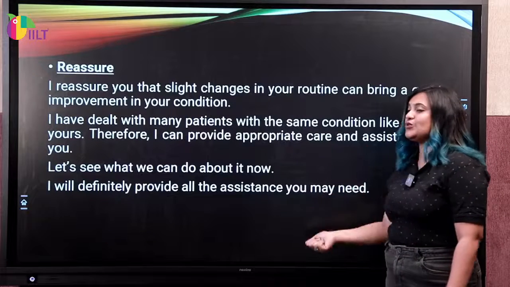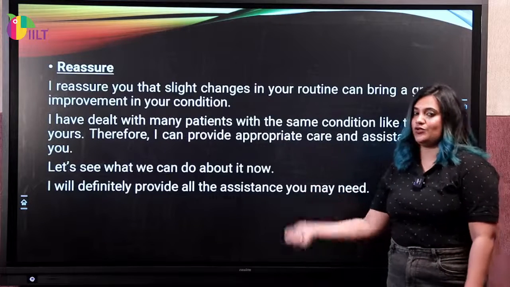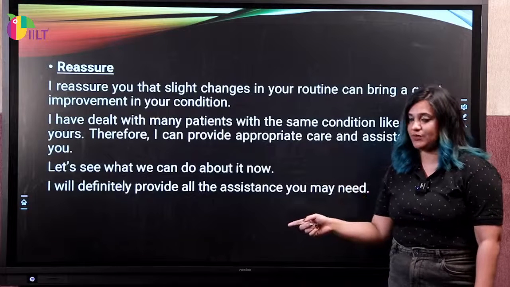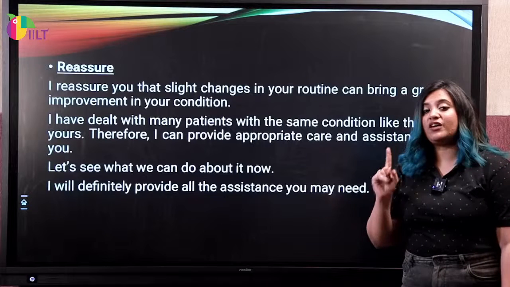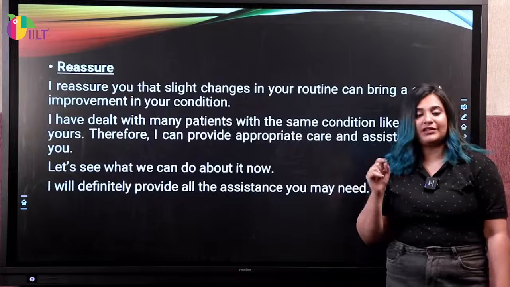So try to use really good positive words in your role plays to build a good relationship with the patient. It will also help you to understand the patient's point of view, and once you have understood it, you can easily incorporate that in the role play too.